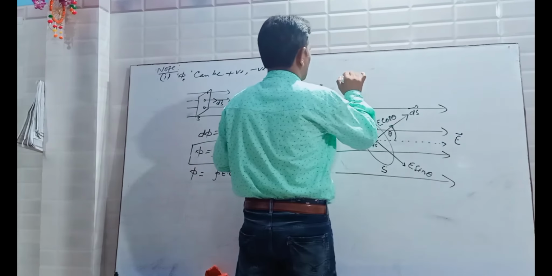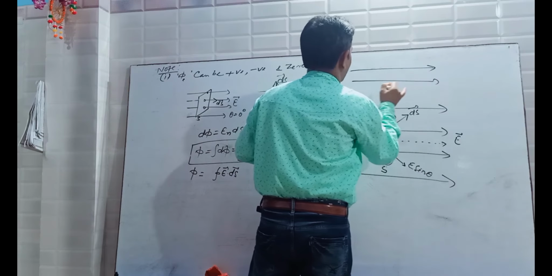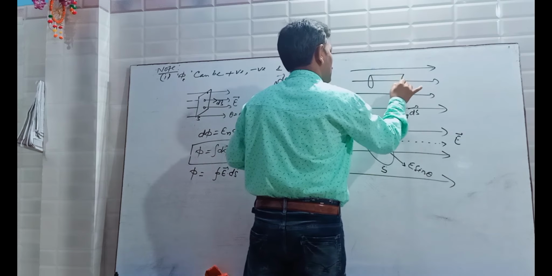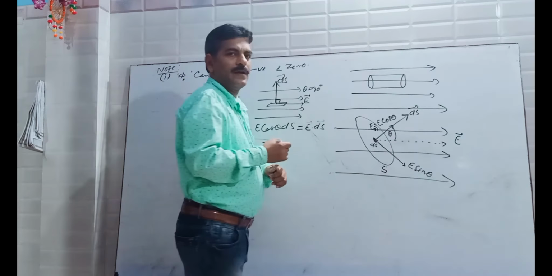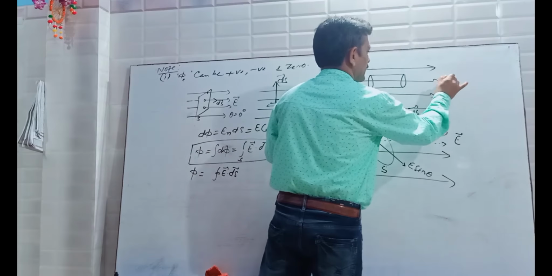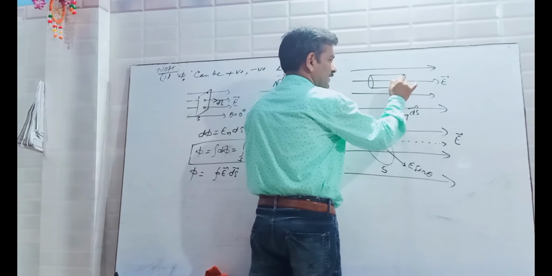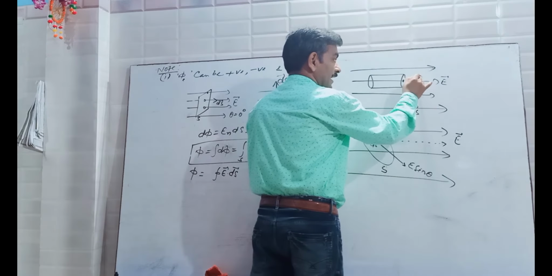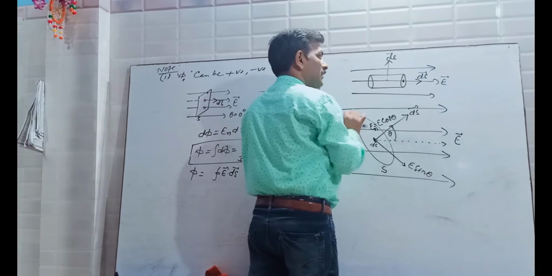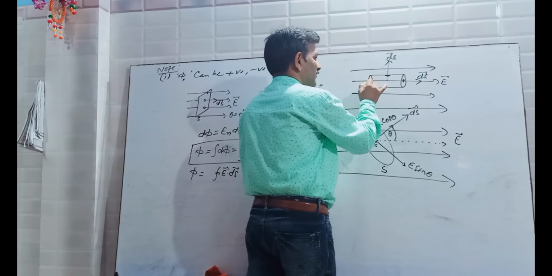Then suppose you put a closed surface in a uniform electric field. Closed surface, take it as a cylinder. This is the electric field. The cylinder has 3 surfaces. You see, it is a closed surface. For a closed surface, the area vector is always the outward normal. We assume here is a surface, here is a surface, here is a surface.